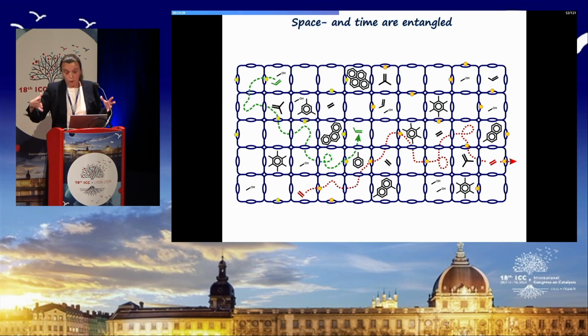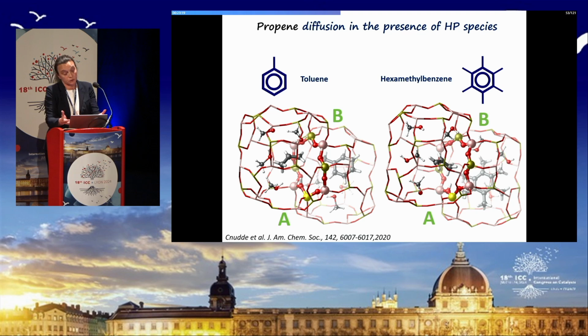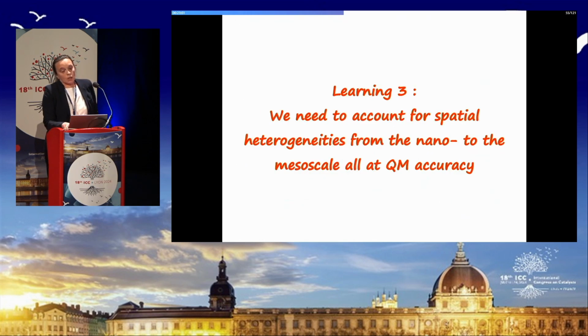Now, when we have done this, we also extended this to build very complicated cages where also hydrocarbons were present. For example, we built these cages where the hydrocarbons are present, methanol is present, and we can construct all these kinds of diffusion profiles. So here we see that the spatial composition of the catalyst is very important to also study these diffusion processes in these systems. So learning 3 is we need to account for spatial heterogeneities from the nano to the mesoscale and all with quantum accuracy.